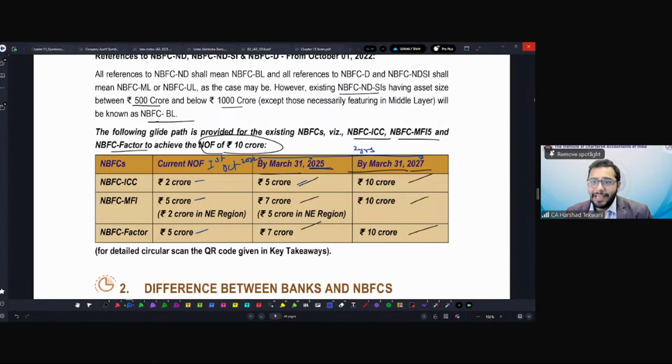What I'm discussing as of now is a question on the Companies Act. So how is an NBFC required to prepare its financial statements? What is the format? Where is the format specified? Okay, Ginny. Anyone else?